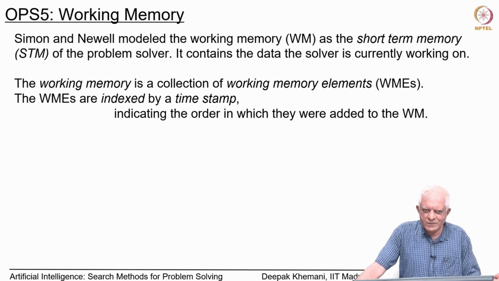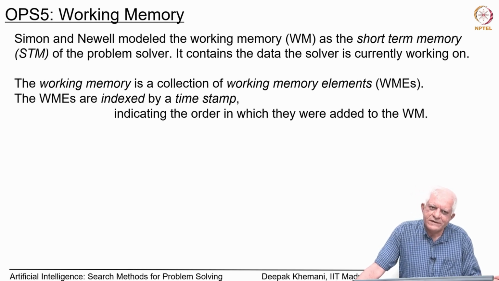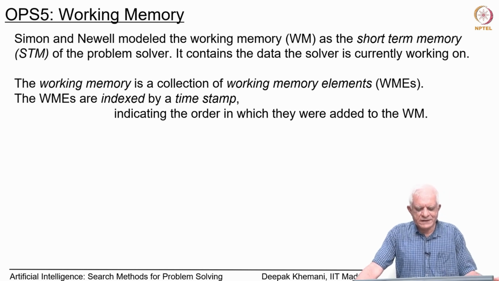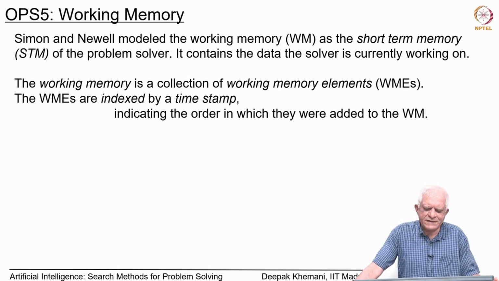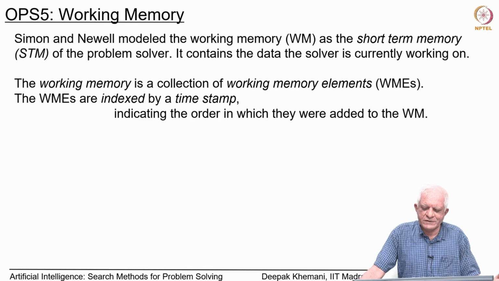We will see that this is going to be important, especially for conflict resolution, when we have to decide as to which rule to apply. Timestamp will play a role in that. And the timestamp is essentially a label which indicates the order in which they were added to the working memory. So, it is not real time in the sense of 17 hours, 15 minutes and so on. It is just the order which matters, which was the first working memory element, which was the second element, and so on and so forth.